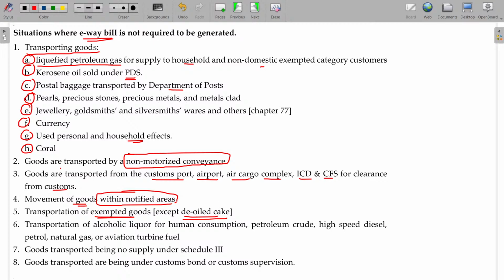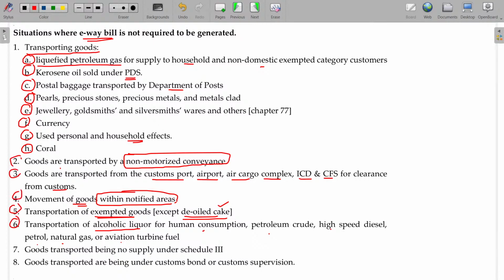What is called de-oiled cake? I heard about it, punak in Tamil. All the seeds where oil is removed, extracted, the balance is called cake. Very tasty one. Transportation of alcohol, liquor for human consumption, petroleum crude, high-speed diesel, petrol, natural gas and aviation turbine fuel, all these things, in these cases also, an e-way bill is not required.